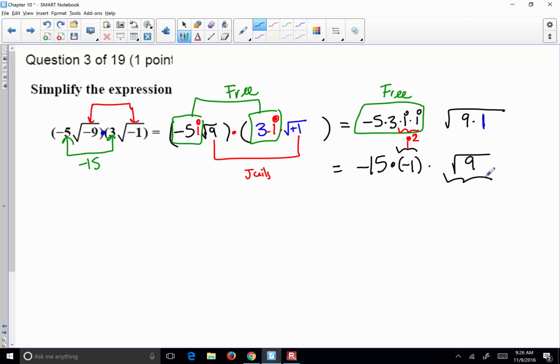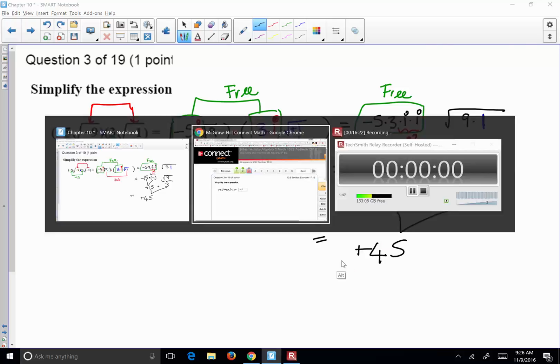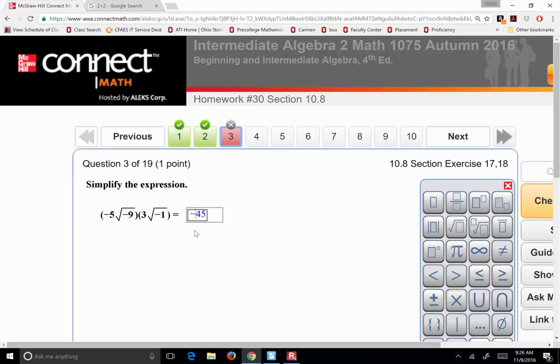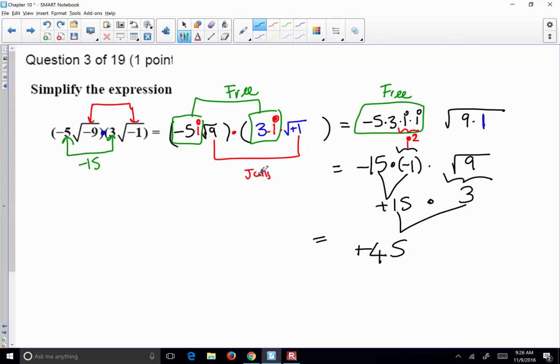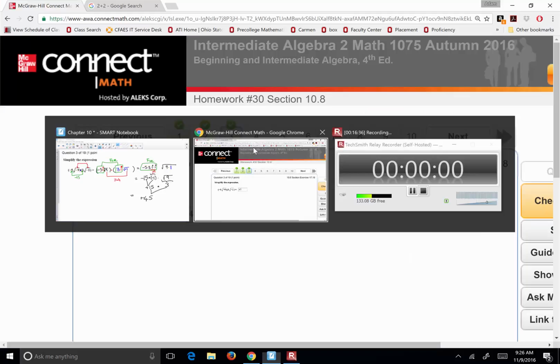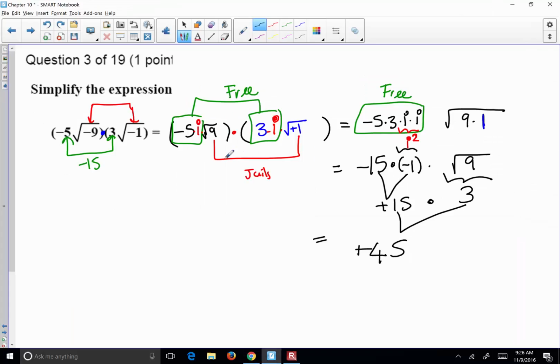And we can get square root 9 as, what is square root 9? It was 3, because 9 is 3 squared. Square cancels with square root. And look what we are getting in the end. Minus 15 times minus 1 is positive 15. Positive 15 times 3 is positive 45. What is the difference now in our results? It's no longer minus 45, it's positive. When you first fix the jails and do multiplications, the result is positive 45. You get it? Any questions?